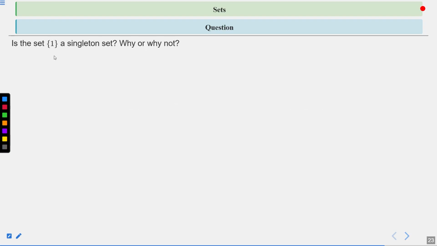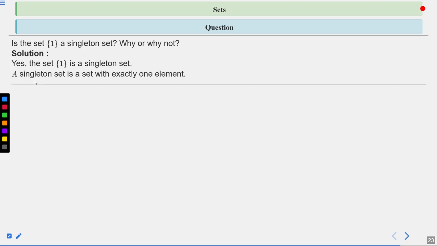This question: is this given set a singleton set? Very simple question. Yes, this is our singleton set. Why? Because a singleton set is a set with exactly one element. Clear?